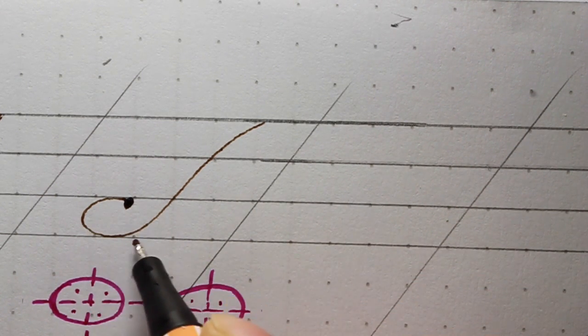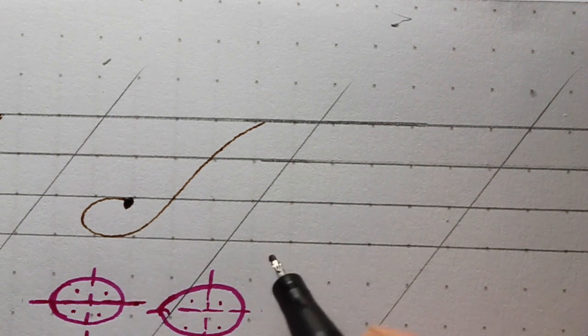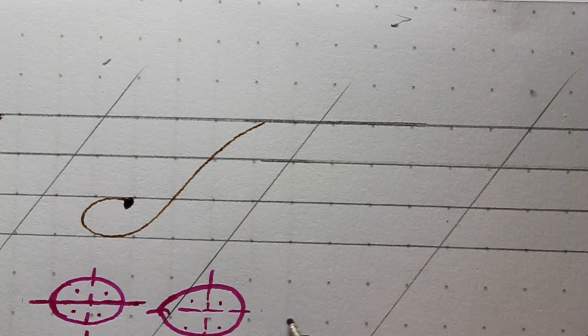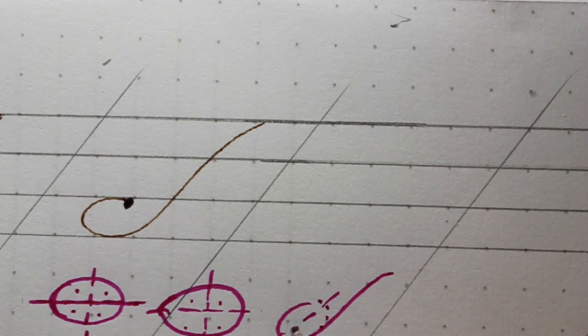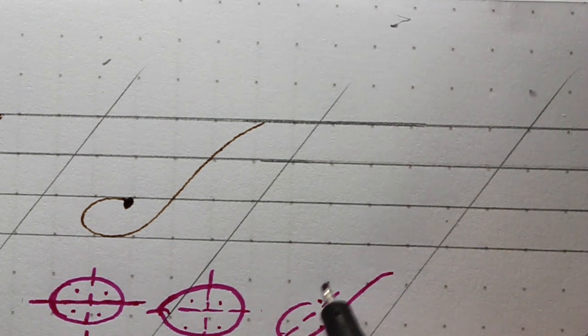Also, this is a horizontal oval, meaning this line is horizontal. So this should not look like that, where if we completed this oval, this line is like so. So this is incorrect.